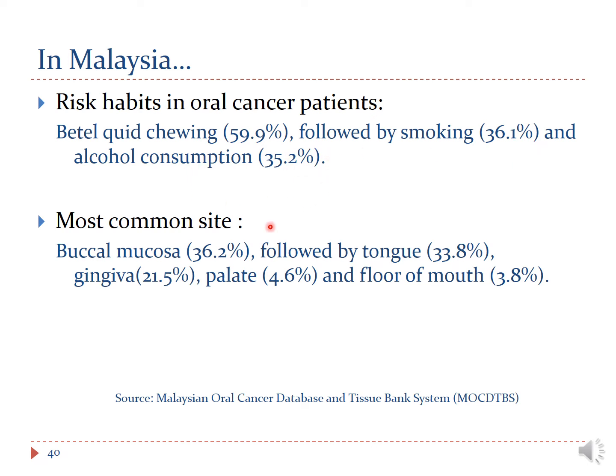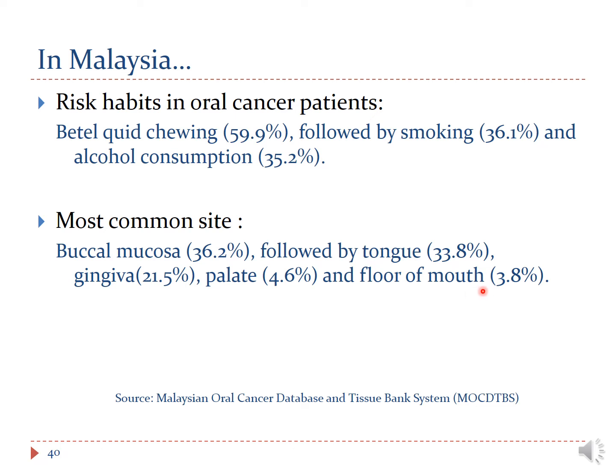The most common site where oral potentially malignant disorders or precursors of cancers can be seen in Malaysia has been identified as buccal mucosa, 36.2%, followed by tongue, 33.8%, gingiva, 21.5%, the palate 4.6%, and the floor of the mouth 3.8%.